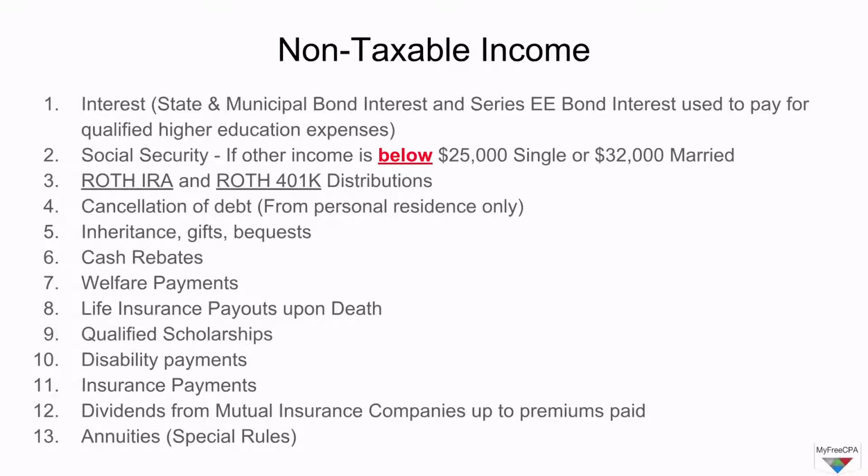Cash rebates from your credit card or something like that, not taxable. Welfare payments, not taxable. Most insurance payments, not taxable. Life insurance included. Qualified scholarships, generally not taxable. Some scholarships are based on you doing some work for the college or teaching a course. That is taxable, right? But a general scholarship for your courses, not taxable.